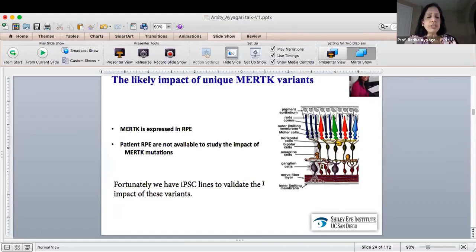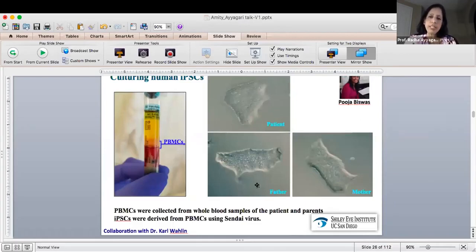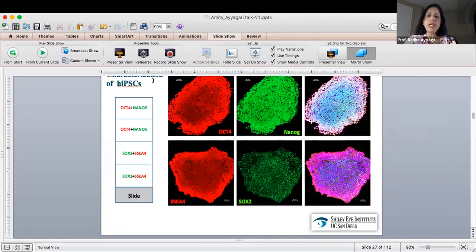One of the ways to do that is using the iPSC, or stem cells, from this particular patient and differentiate them to RPE tissue to study that. So we collected the blood samples of the patient and her father and mother, and then we reprogrammed them to iPSC for our further studies. We generated iPSC and characterized them primarily using the standard iPSC markers.